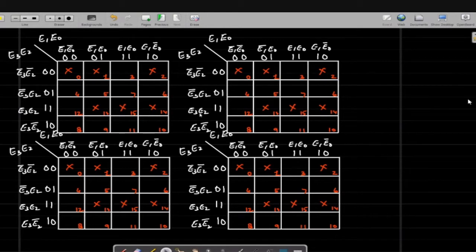So what we can say is that, for example, we are considering this first, let's say this is for B0, this is for B1, this is for B2, and this is for B3.